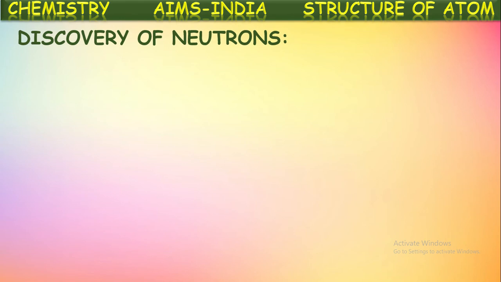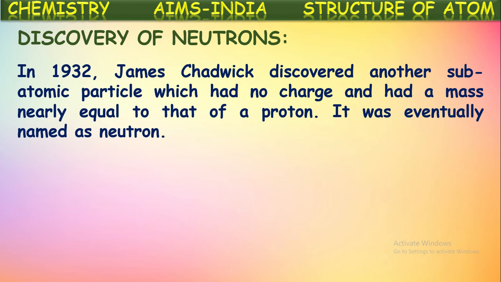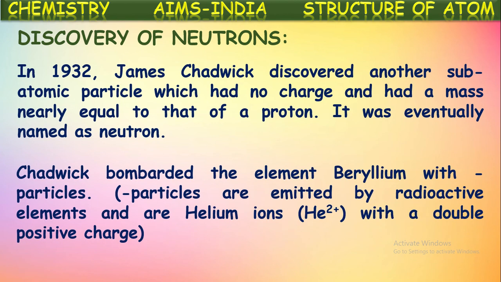Now let us see the discovery of the third fundamental particle, that is neutron. In 1932, James Chadwick discovered another subatomic particle which had no charge and had a mass nearly equal to that of a proton. It was eventually named as neutron. James Chadwick bombarded the element beryllium with alpha particles.